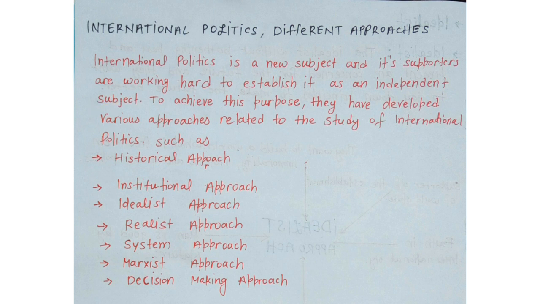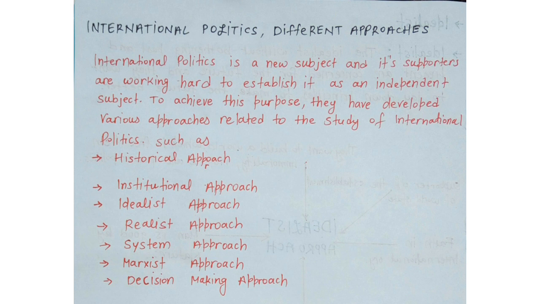Well, what does it mean by independent subject? In some parts of the world, international politics and international relation are taught simultaneously. But the supporters of international politics want the study of international politics to be separate from international relation, as they believe international politics is different. They have different definitions, different meanings, different scope, and so on. So in order to achieve this purpose, they have developed various approaches to the study of international politics.